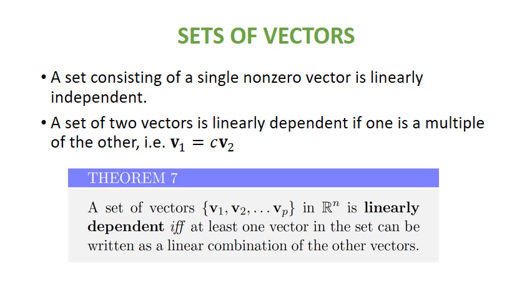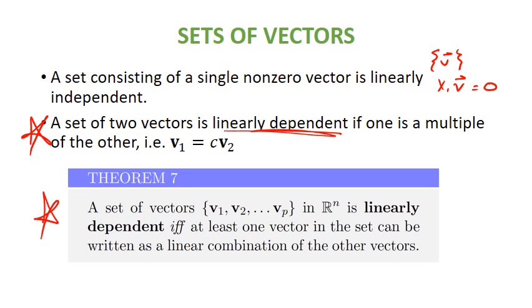So now we're going to talk about some definitions and theorems. Basically, if we have a set consisting of a single non-zero vector, so for example, if I have something like this, then I can rewrite the equation like this. So this will give me only the trivial solution, implying that it will be linearly independent. This one here comes up a lot. The set of two vectors is linearly dependent if one is a multiple of another.